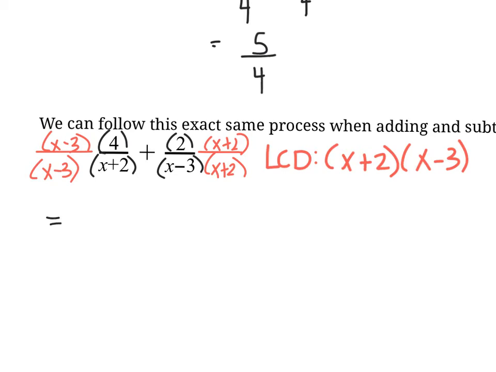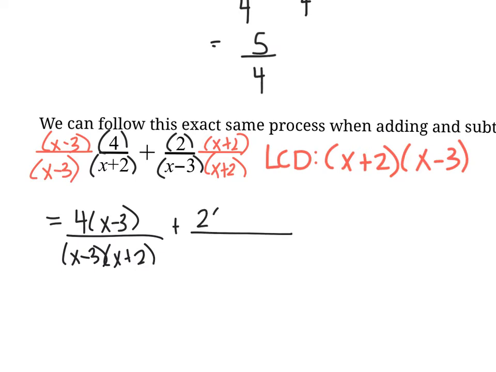On our first fraction, we're going to have 4 times this. I'm just going to put the 4 first, but it means the same thing. And then this denominator is now x minus 3, x plus 2. We have plus, in the next numerator, we've got 2 times x plus 2. Then the denominator, again, we have x minus 3, x plus 2.